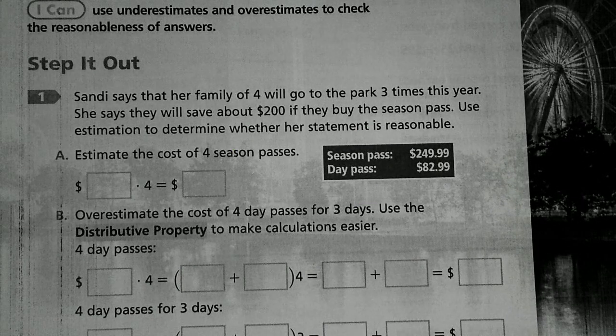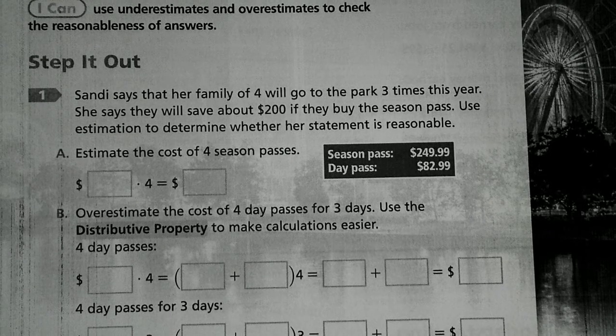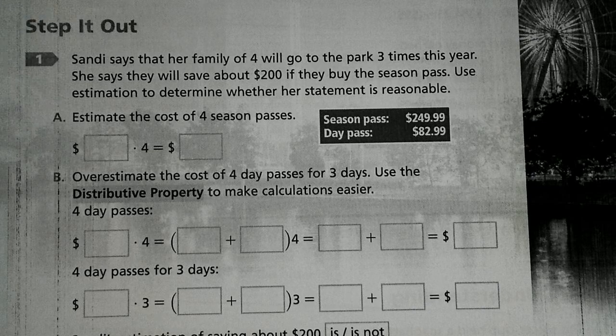The first one says, Sandy says that her family of 4 will go to the park 3 times this year. She says they will save $200 if they buy the season pass. Use the estimation to determine whether her statement is reasonable. It says estimate the cost of 4 season passes. So we are going to estimate.